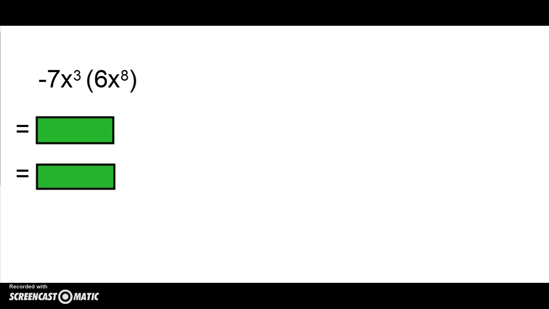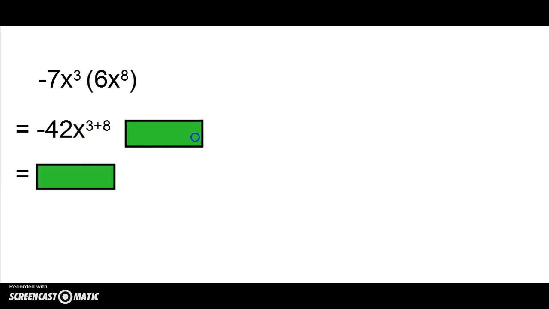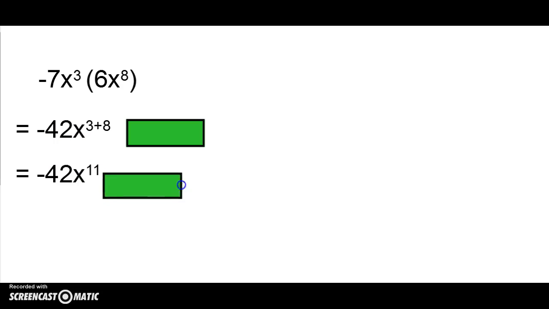Next one, remember our rule. Multiply the coefficient. So negative 7 times 6 is negative 42. Keep the base, add the exponent, and so you'd have negative 42x, and then the exponent would be 3 plus 8. So negative 42x to the 11th.